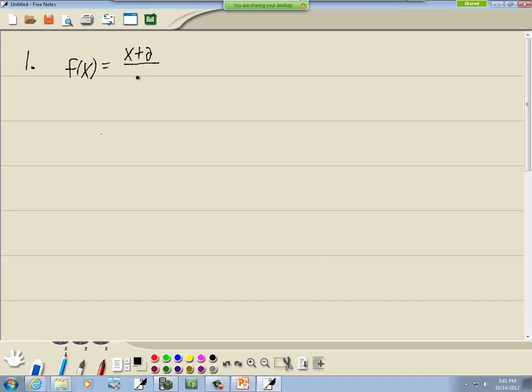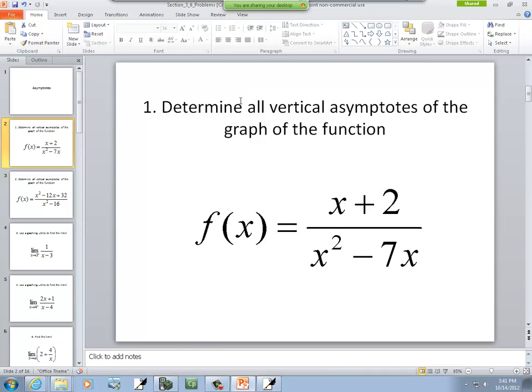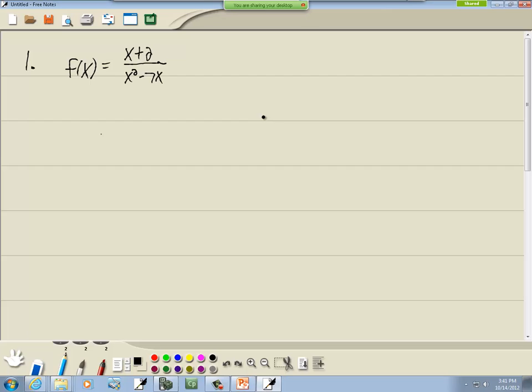Okay, so we're given f of x is equal to x plus 2 over x squared minus 7x. And they're asking us to determine all the vertical asymptotes of the graph of the function. Now, if you remember from college algebra, an asymptote is an invisible line your graph will skim at some point. Vertical, of course, means up and down. Let's take a look at finding a vertical asymptote.